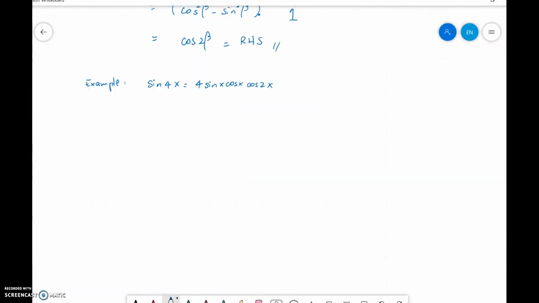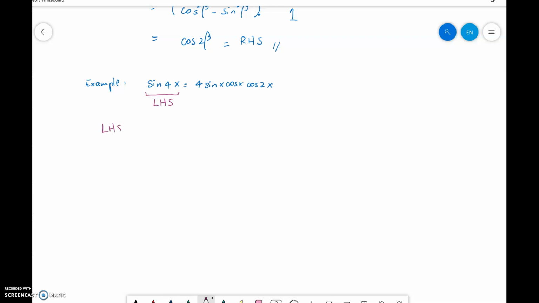Since the previous one was a little bit short, I'm going to do another verifying identity example. The statement I have is sine of 4x equals 4 times sine of x times cosine of x times cosine of 2x. For this one, I'm still going to start from my left hand side.